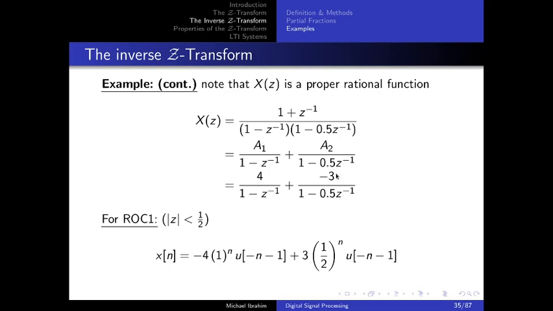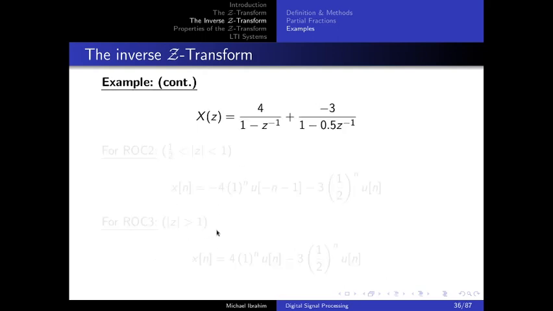Same way here, the minus 3 goes down as is, and then we have a term 1 over 1 minus half z to the minus 1. Half is the pole, so the term in time domain would be half to the power n times u of minus n minus 1. We have chosen the sequence to be left-sided because ROC is going inward.